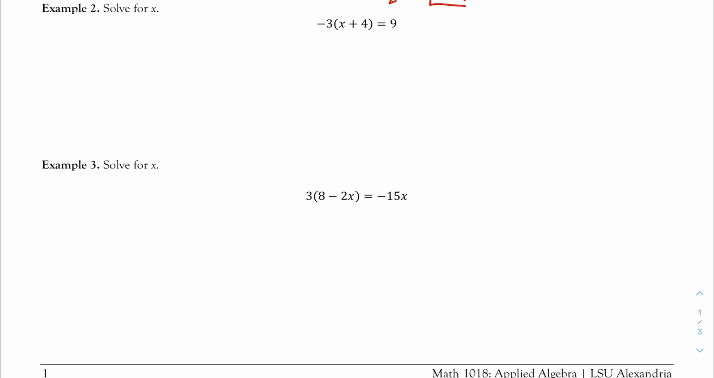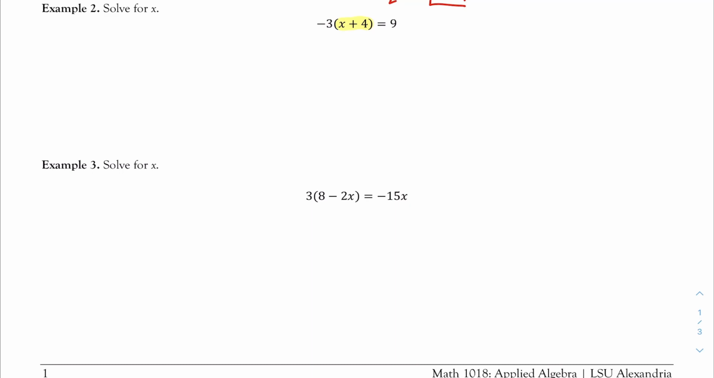Solve for x. Here I have -3 times (x + 4) equal to 9. If I follow my 5 steps for solving a linear equation, step 1, I'm done. There's no fractions for me to work with. Step 2 is to simplify my expression if I can. Here I have a set of parentheses, with this x plus 4 inside.